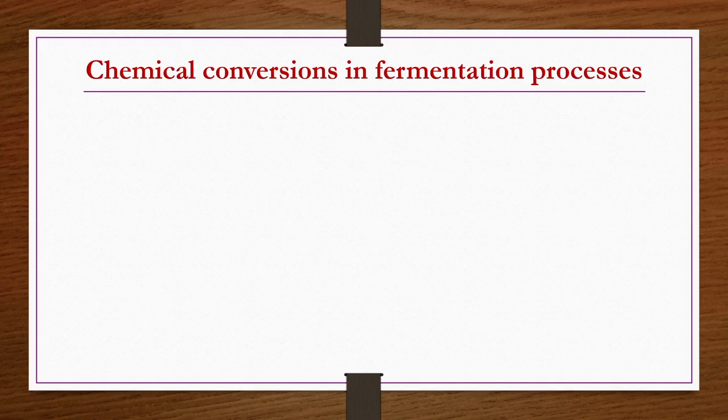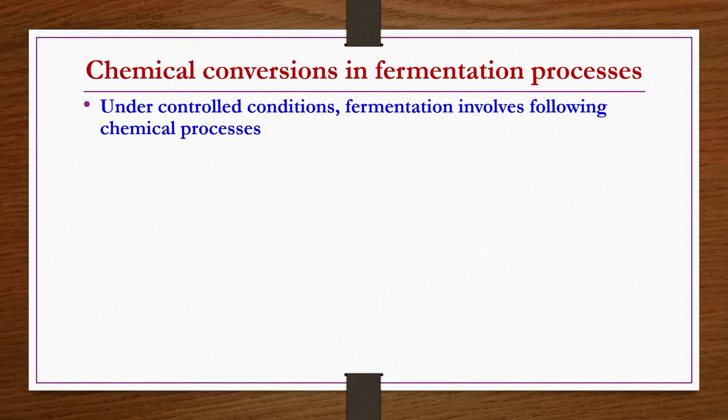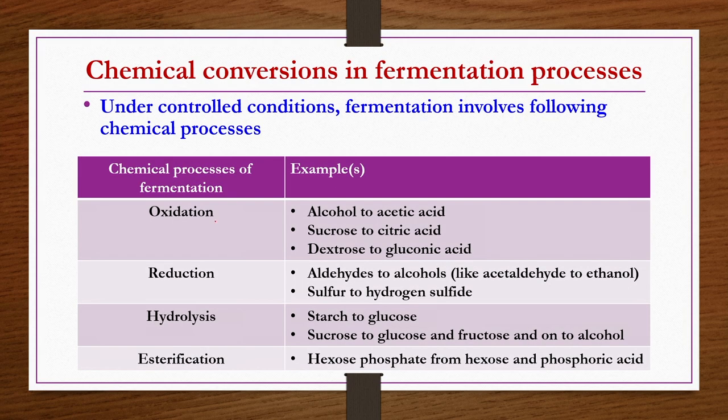Then people started taking the concept of fermentation itself as a chemical conversion, right? However, we see a few examples where the chemical conversion is very simple and straightforward like any common reaction. Under controlled conditions, fermentation involves the following chemical processes. Some simple ones are like oxidation. Examples: production of acetic acid from alcohol, or sucrose to citric acid, or dextrose to gluconic acid.